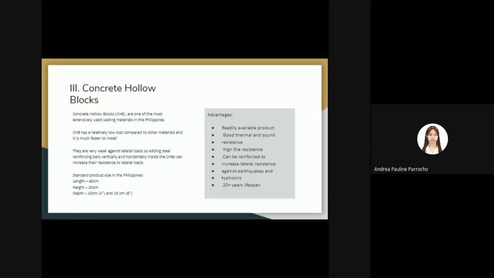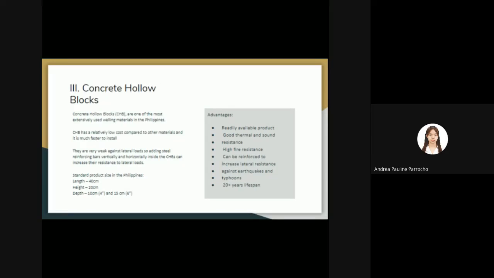Concrete hollow block walls are very weak against lateral loads like pushing or pulling forces from typhoon or earthquake. Adding steel reinforcing bars vertically and horizontally inside concrete hollow blocks can increase their resistance to lateral loads. Typical applications in humanitarian shelter projects: concrete hollow blocks can be used as non-load bearing infill between reinforced concrete columns and beams, as load bearing infill between reinforced concrete columns and beams, and as load bearing reinforced concrete hollow blocks in reinforced masonry buildings.